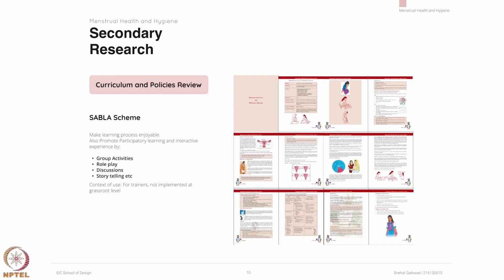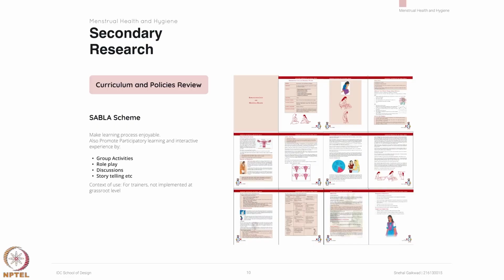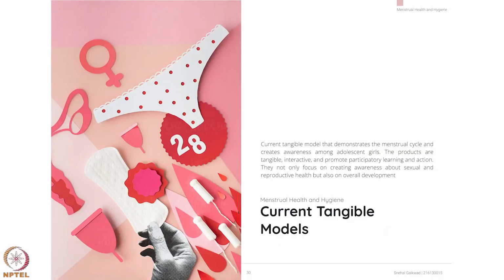Then this is the Sabla scheme that was launched by the government in 2014, which aims at making group activities and role play discussions surrounding not only menstruation but overall sexual and reproductive health. But the implementation of this policy is still in developmental stages, because the ASHA workers and the government employees themselves are not that equipped with the knowledge, plus the training sessions provided are also not that well developed. Then I looked at the current tangible models that explain this process.